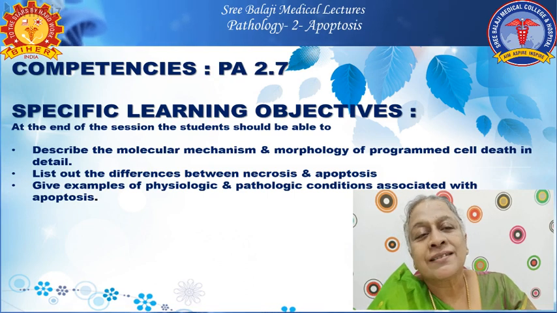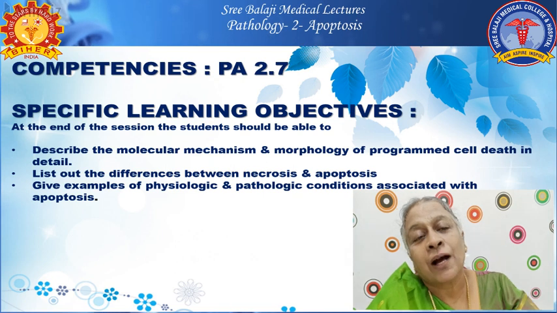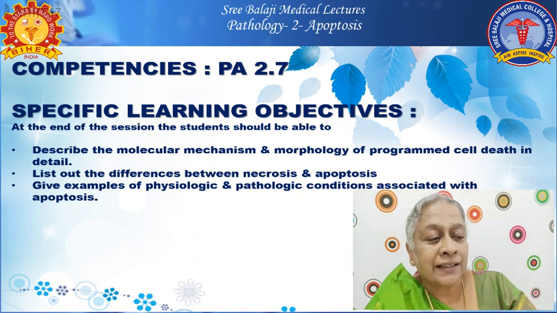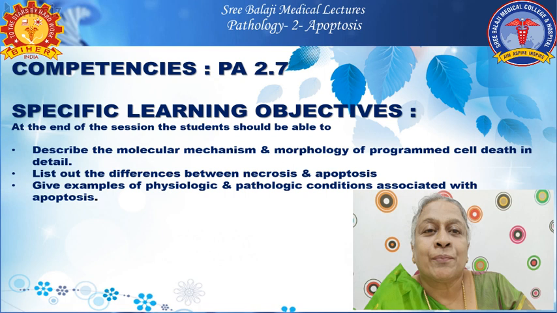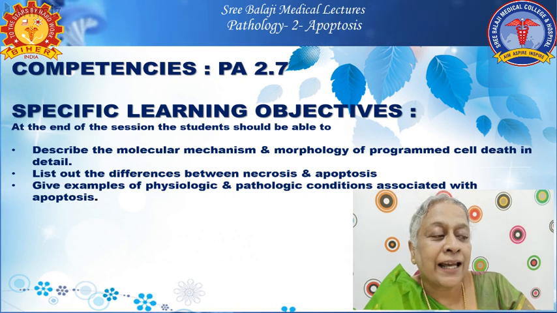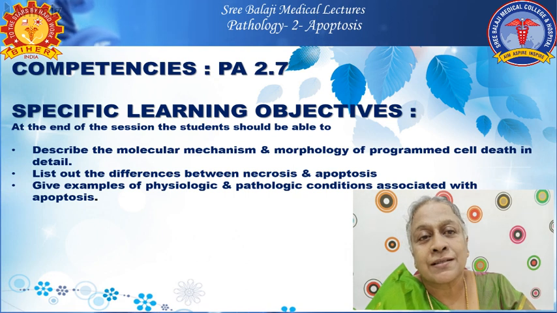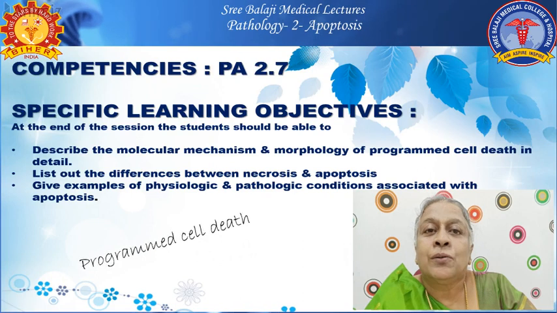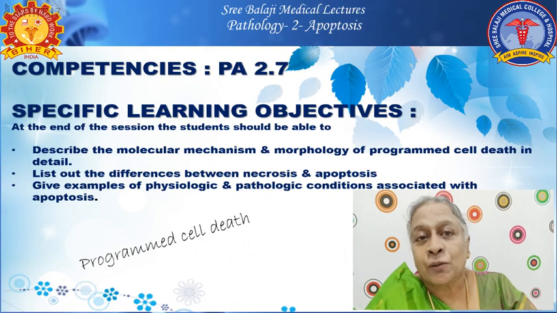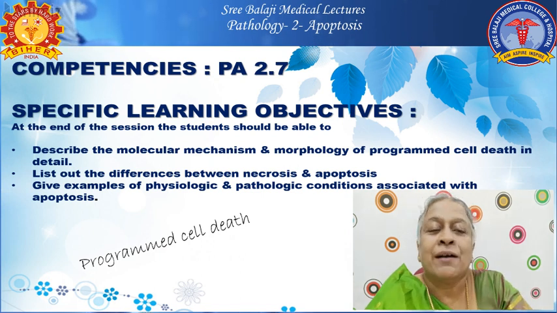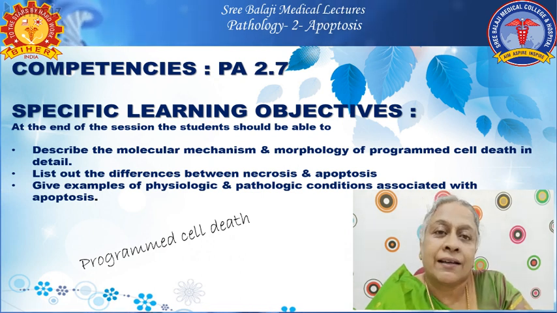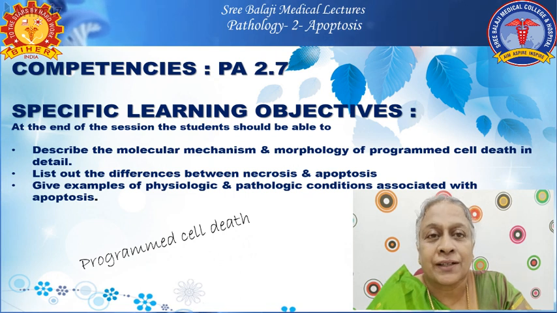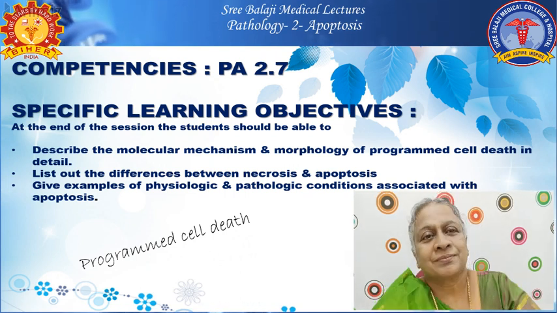So what are the competencies you are expected to acquire? You should tell what is apoptosis. You should describe the molecular mechanisms and morphology of apoptosis, otherwise programmed cell death. And you should be able to distinguish between what you learned, necrosis and apoptosis. Give examples of conditions associated with apoptosis.